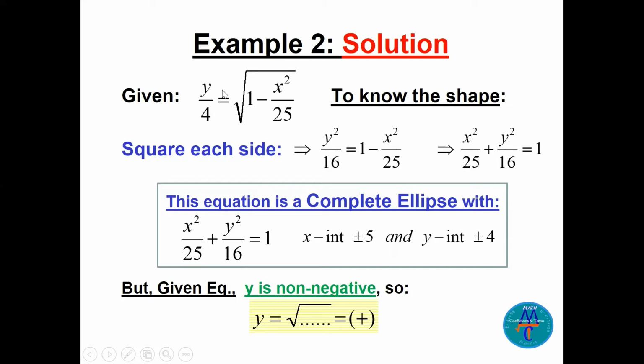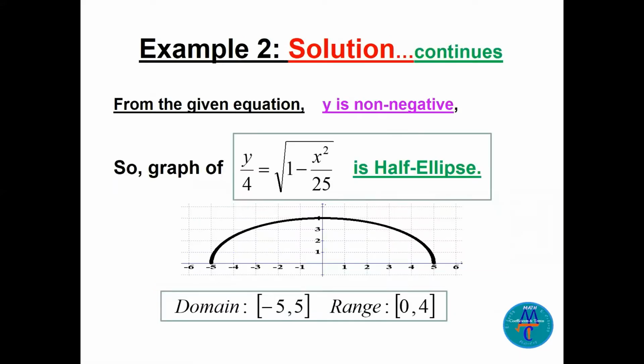But we cannot say the equation we have is a complete ellipse. No. Because the given equation here, look at the last line. The given equation, y is non-negative. So positive or 0. See, y over 4, 4 is positive, and we don't have a minus here outside. And the square root is always a positive number. So this will be half ellipse. The other equation, the equation we get from the squaring, is a complete ellipse.